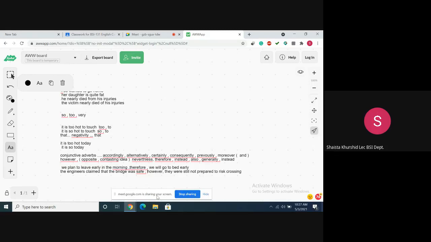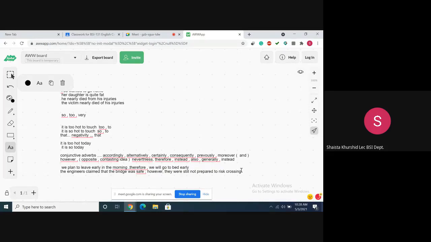For example, we can also say the results remain consistent, however the data were analyzed. Now in this particular sentence, the engineers claimed that the bridge was safe, however they were still not prepared to risk crossing. So in this particular sentence, however is working as a conjunction, okay, because it is linking two sentences. But we can also use them as a simple adverb.